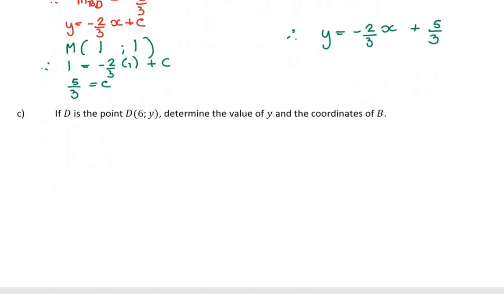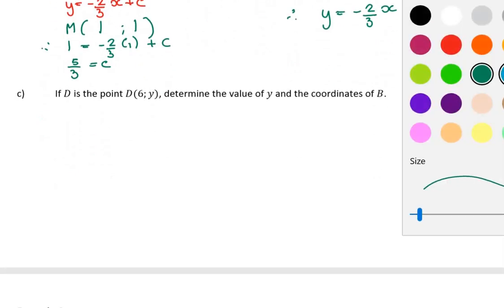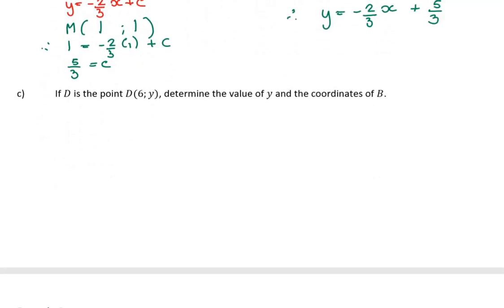Great. So last one. If D is the point (6, y), determine the value of y and the coordinates of B. Now, D is a point on this line. So now that I have this equation, that's actually a nice easy question. All I need to do is substitute in 6 for x and I can work out my y value. So substitution, and then add it in, and as far as I know, I get negative 7 over 3.